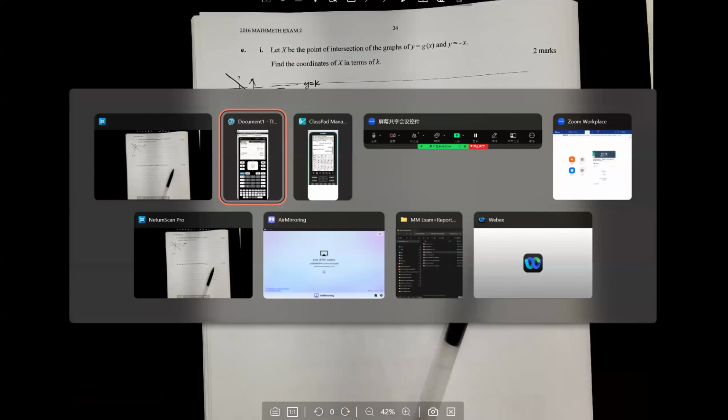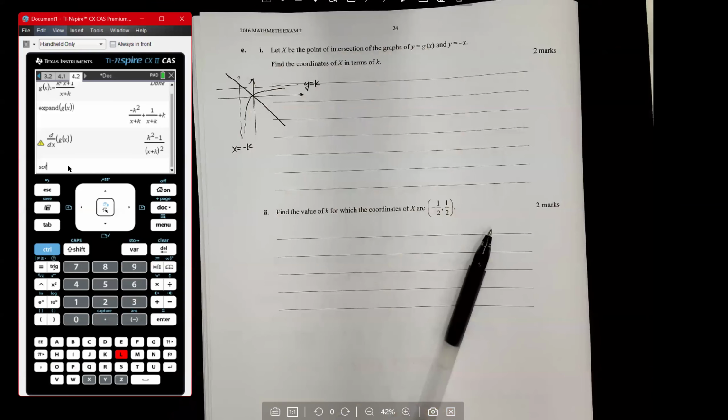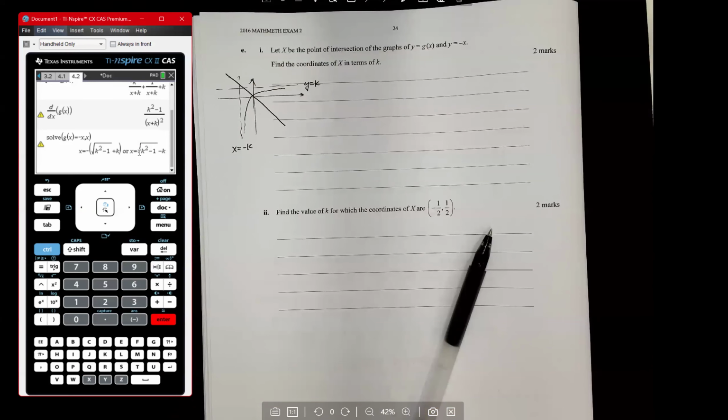So, right, if I use the solve button, g of x equals minus x, you get two expressions. But the problem is this is a negative root minus k, and this is a positive root minus k. Which one am I going to choose? I believe you are going to choose the second one, because if you choose the other one, it's to the left side of x equals minus k. You have to only choose this one.